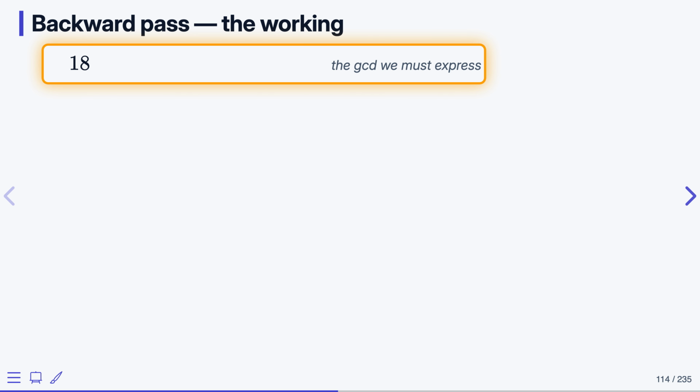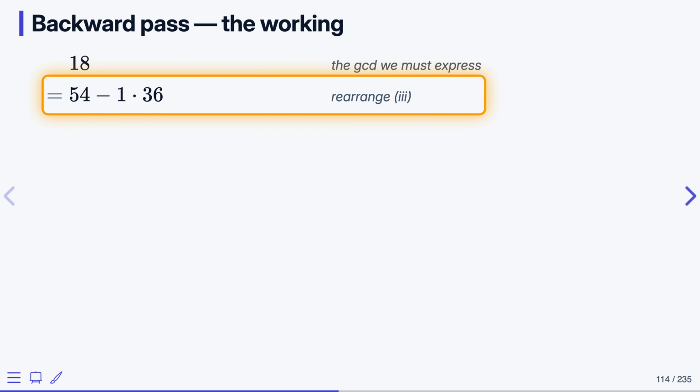Now the backward pass line by line. Line 0, we must express 18. Step 1. Rearrange division 3. 18 equals 54 minus 1 times 36.